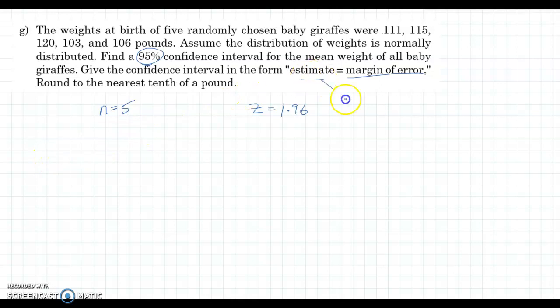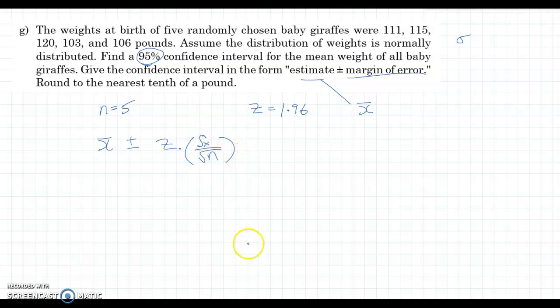So our estimate is going to be x bar, the sample mean. And our margin of error is going to be plus or minus z multiplied by this fraction, with root n on the bottom, root 5. And on top, if we had a population standard deviation sigma, we'd put that in, but we don't. So we're going to get an estimate for sigma from our sample, called Sx on the calculator.